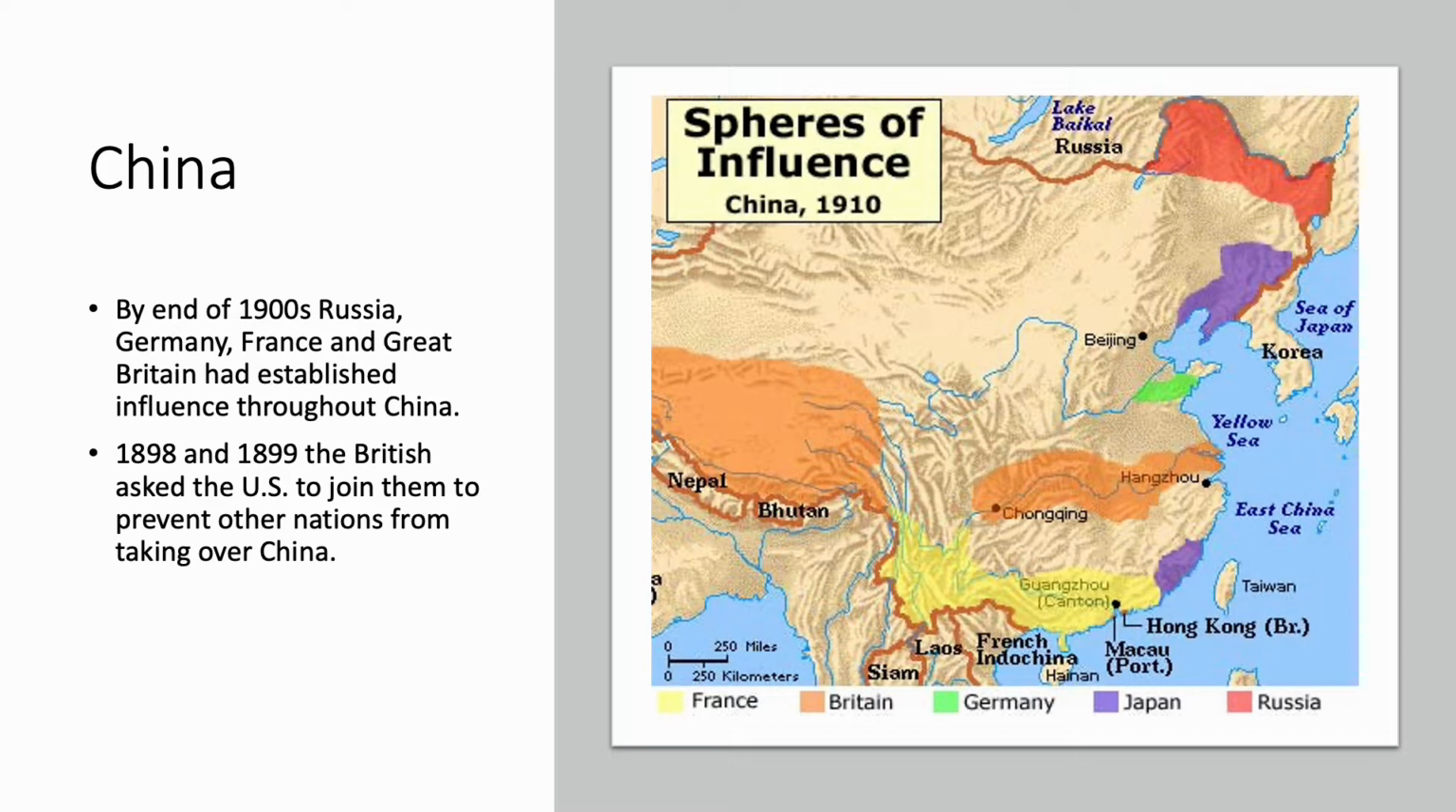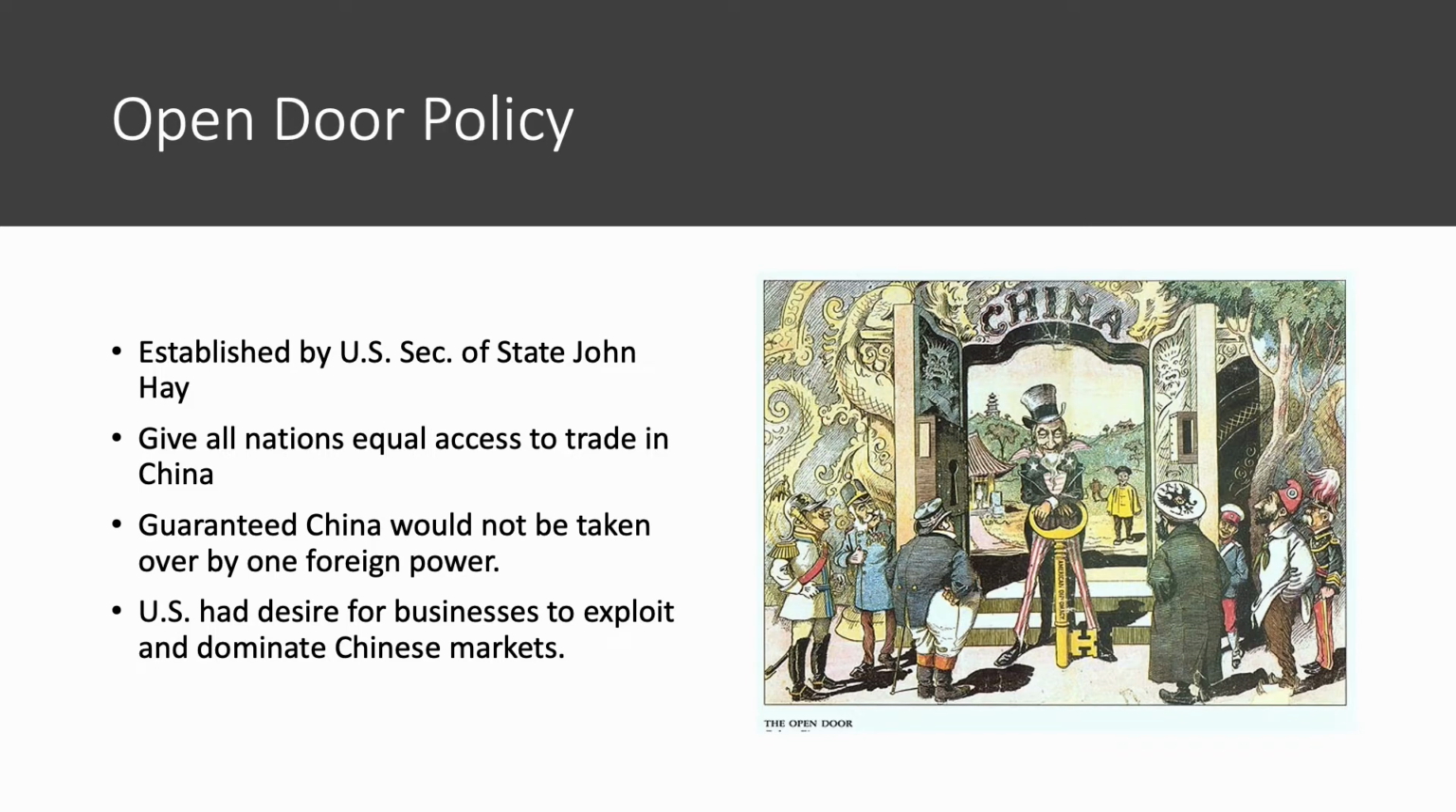So in 1898 and 1899, Britain asked the United States to join them to prevent other nations from taking over China. The United States actually refuses. They want to have their own control and their own involvement with China. So what the United States is going to do is develop what's called an open door policy. This open door policy with China was established by the U.S. Secretary of State, John Hay.